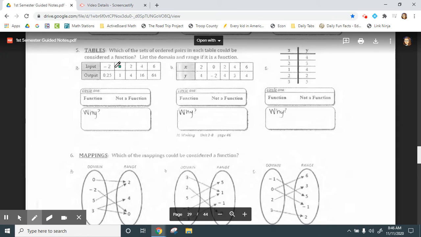Okay, we're going to do the same thing with tables. So your input is your x value, your output is your y value. And you're just trying to see if your input has more than one output. So we look at our x values. Does any of them repeat? No. So we know that it is a function. And it's still each input has one output.